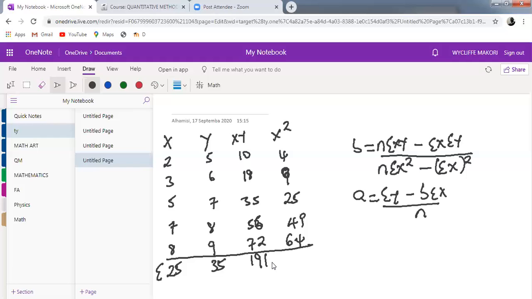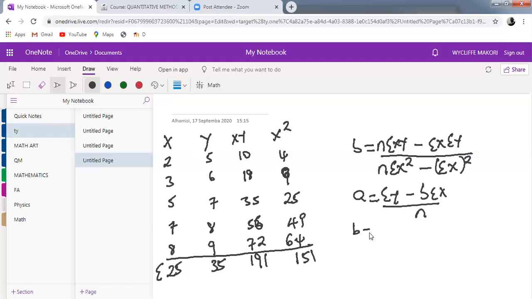Then we have 4 plus 9 plus 25 plus 25 plus 49 plus 64. You find that this total comes to 151. So if you now get these values, you can come here and add.